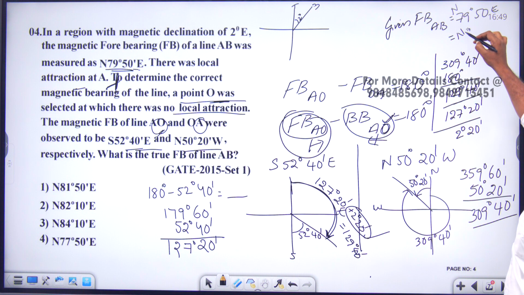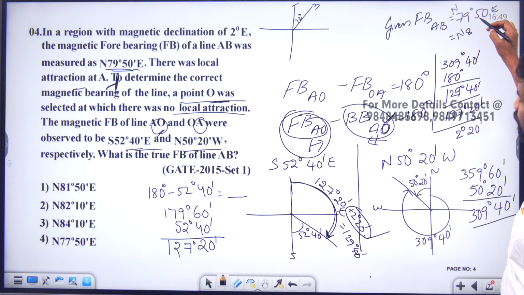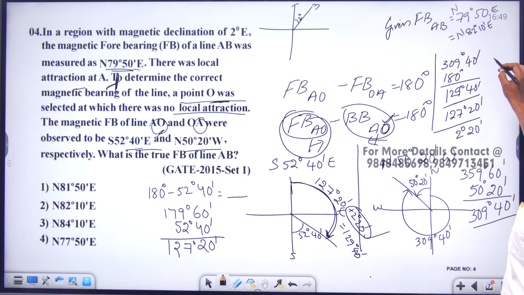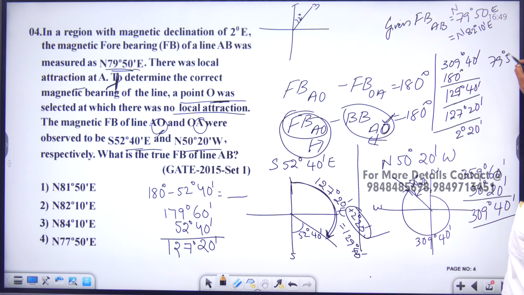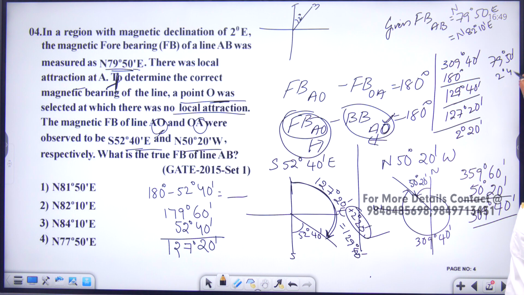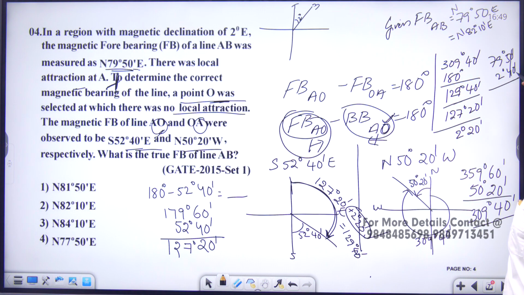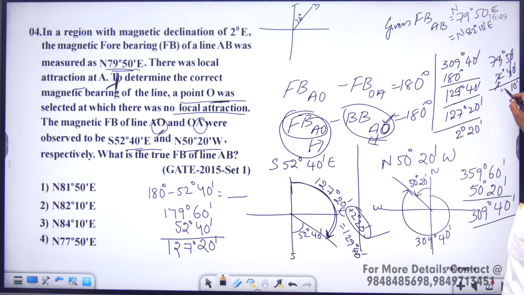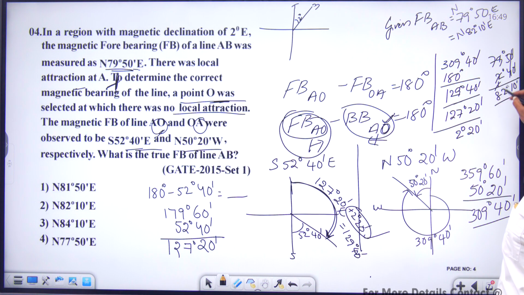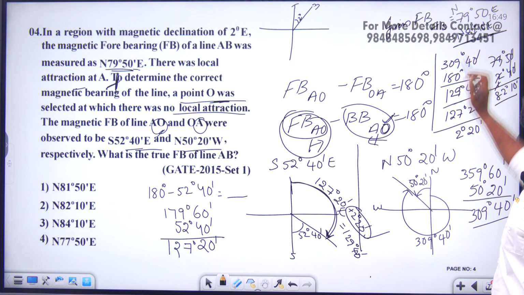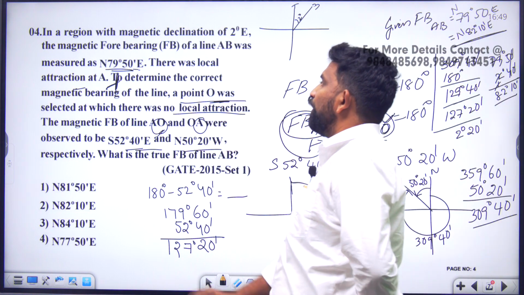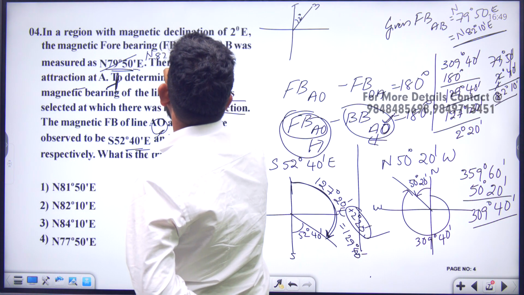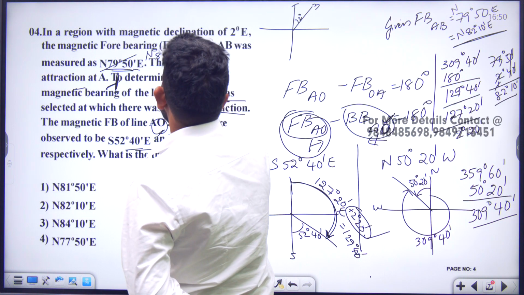If you simply add 79 degrees 50 minutes plus 2 degrees 40 minutes, the value comes out to be 82 degrees 10 minutes. So the correct value will be 82 degrees 10 minutes. Now that is what we need to consider. This is the wrong value. The correct value is north 82 degrees 10 minutes east.